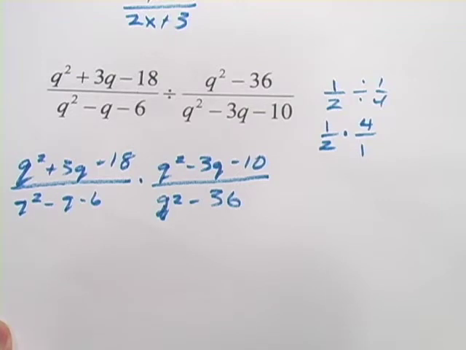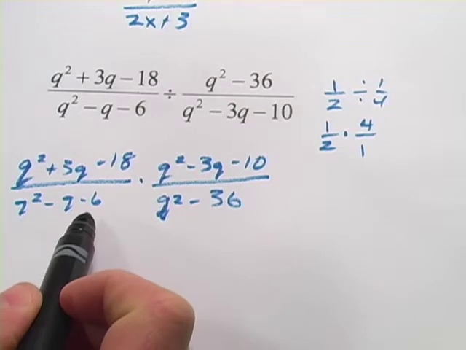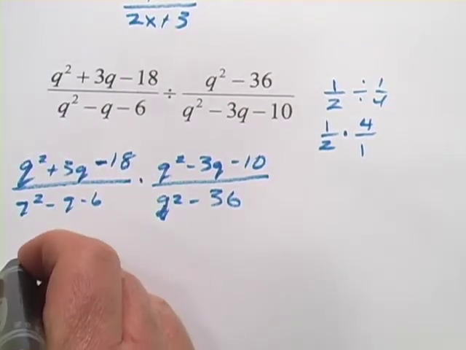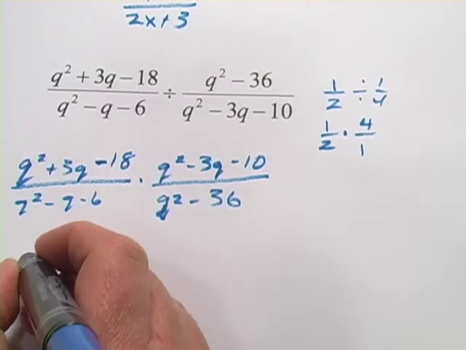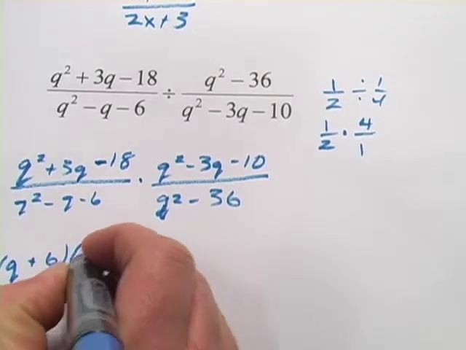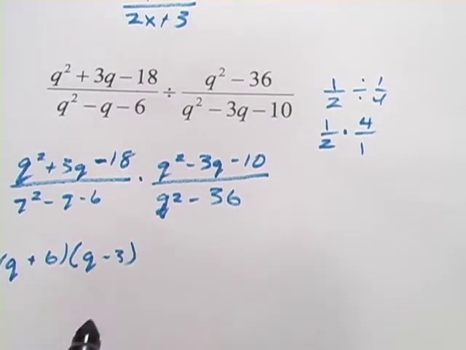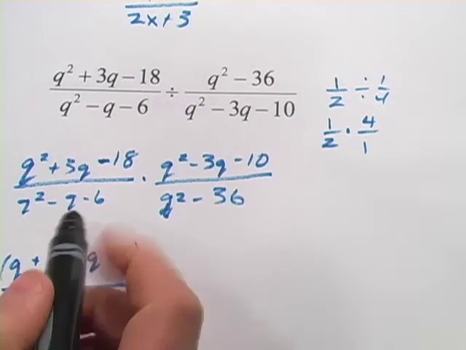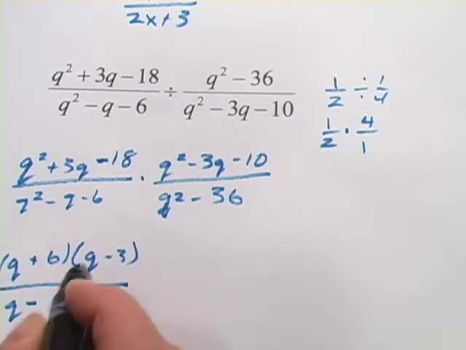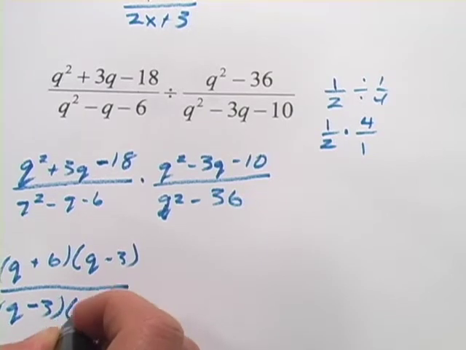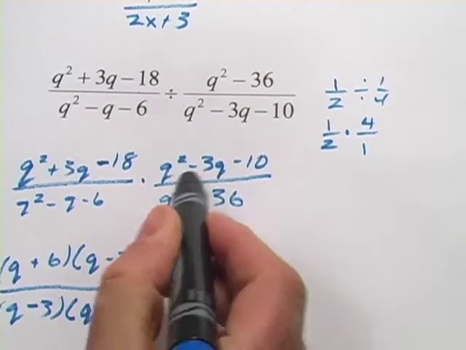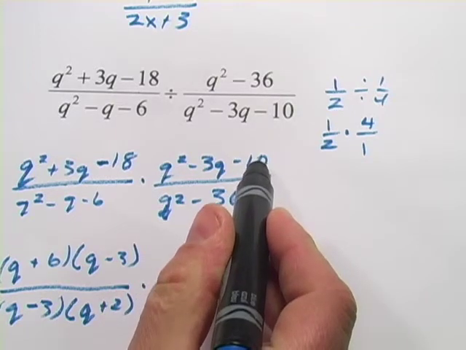Now we need to see if we can do any factoring with this one. On the top here, that's a minus 18. So we could have q plus 6 and q minus 3, I think. And that seems to work. On the bottom here, what have we got? So q minus 3, q plus 2. That seems to work.